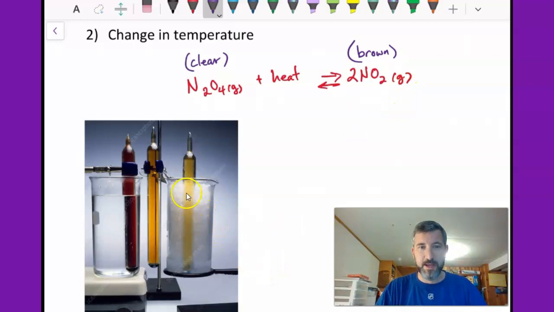You've got the other vial that has been put into some ice, and you can see it's gotten clearer than the original vial. And that's because the exothermic direction is now being favored. It's trying to give off or generate heat to make up for what's been taken away.